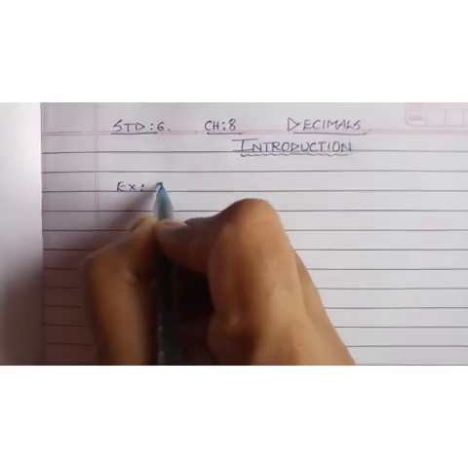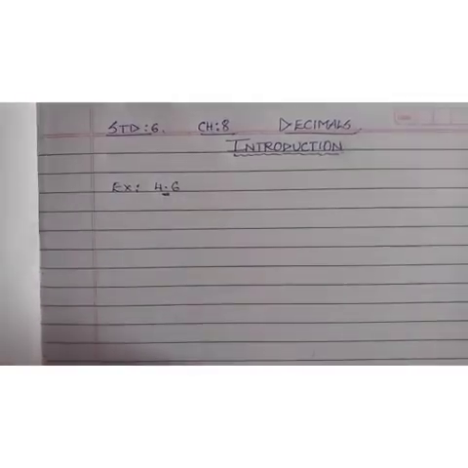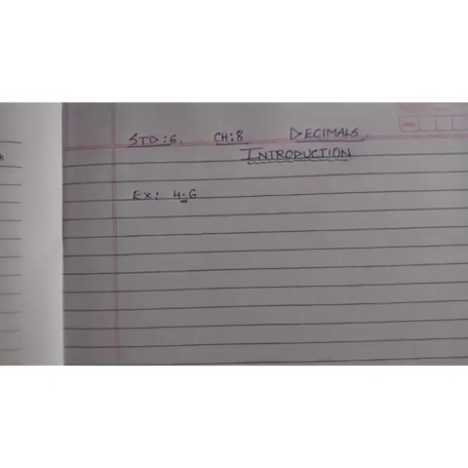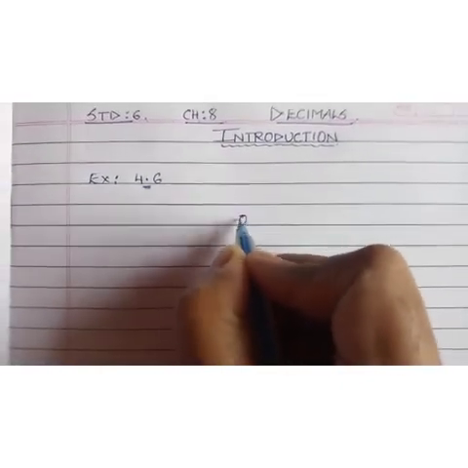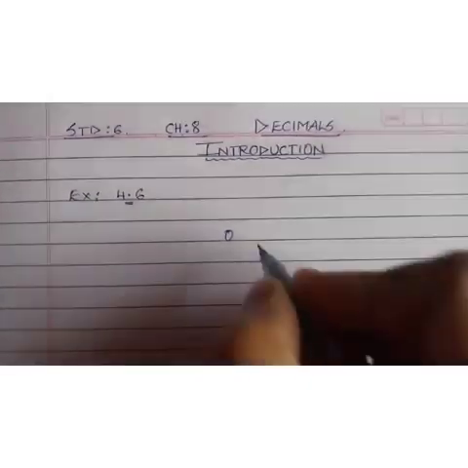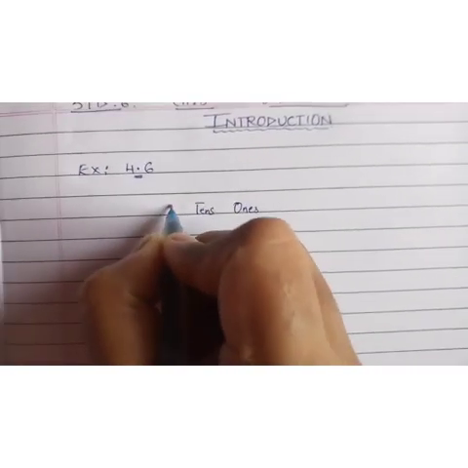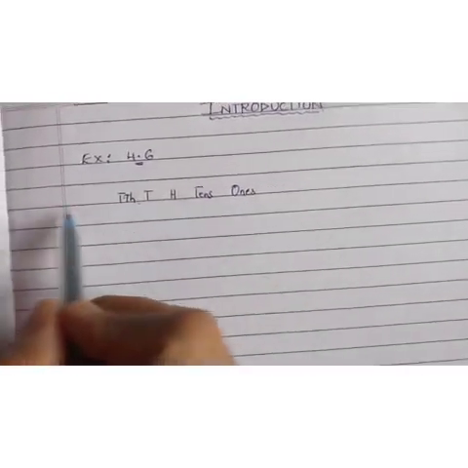Say 4.6. So children, this point, what is that? This is called a decimal point. The numbers which come after this are called decimals. As you have already studied in your chapters 1 and 2 about place values, how will you write the place values? First we write ones, tens, hundreds, thousands, 10,000s and so on, isn't it? So from smaller to bigger.